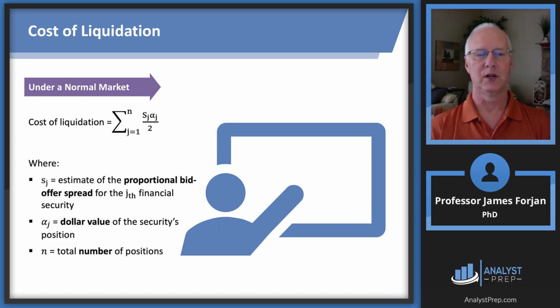But this calculation is relatively easy. So there's that good old formula, cost of liquidation. So we're summing from position 1 all the way up to position N. And all we're going to do is take 1/2 of that proportional bid offer spread times the dollar value of the security's position. And that's going to give what Hull calls the cost of liquidation.